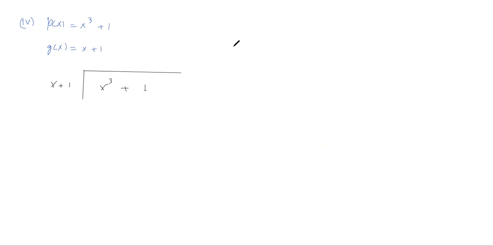What is the first term of the dividend? X cube. What is the first term of the divisor? X. What should I put here? Just justify. It should be x square. That is the term which you should put here. After this x square, you multiply with both the terms. So you get x cube. Next is x square. Do you have any place here for x square? No. So you write it in a congested way. Do not write it below 1, otherwise it will not match.